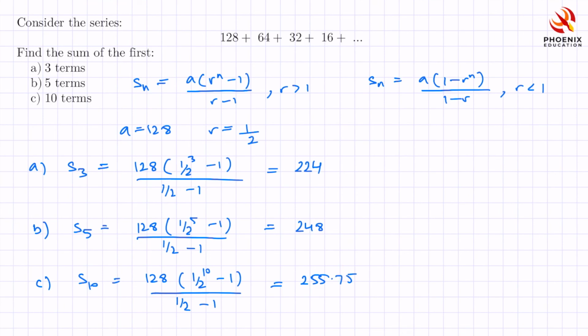Now you can see that as the terms get bigger, the sum isn't getting that much bigger. In fact, it looks like it's starting to converge, and in fact it will converge. And this is called an infinite or limiting sum, which we will look at in the next video.